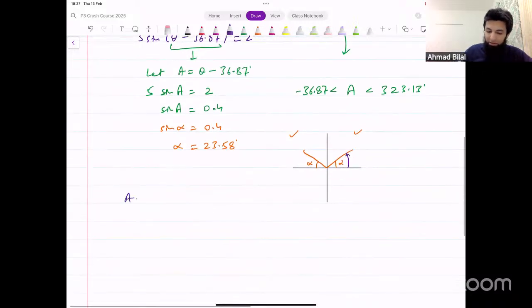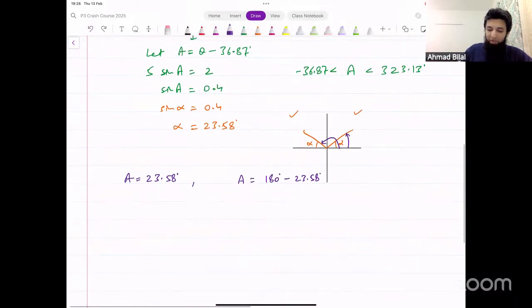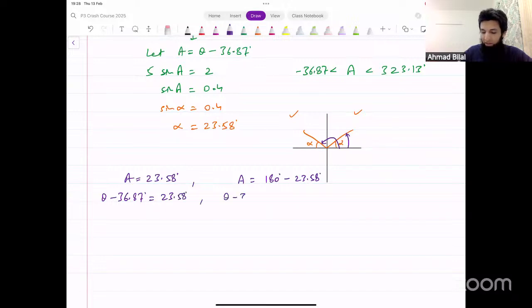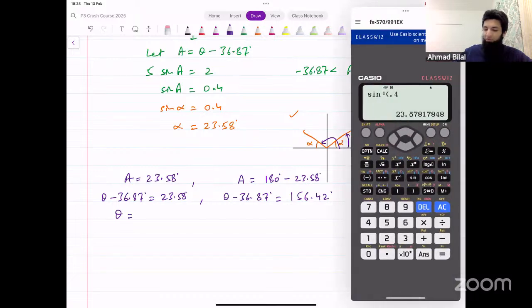This is 23.58 degrees. And the second angle that we get is this. It's 180 minus 23.58 degrees. Okay, now let's put that substitution back. What was the substitution that we did? Theta minus 36.87. So we can say theta minus 36.87 equals 23.58, or theta minus 36.87 equals this thing, which is 156.42.